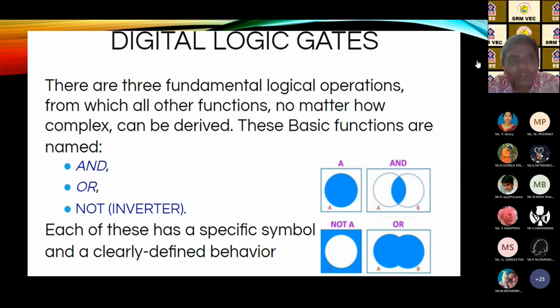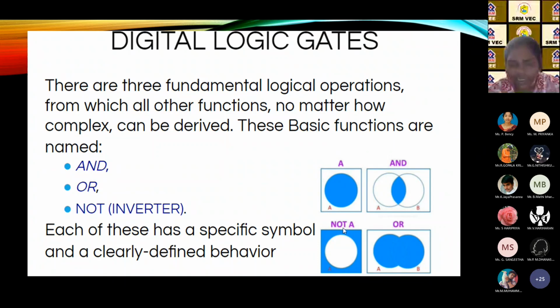Okay, ma'am. So listen, students, there are three fundamental logical operations. If we take this diagram, you can see the whole A. When we AND that A with another logic B, then what is common between A and B is the AND section. Then what is NOT A? Very simple: we take the common value, or we add the numbers, or we take the complement. Only these three are the basics in digital systems.